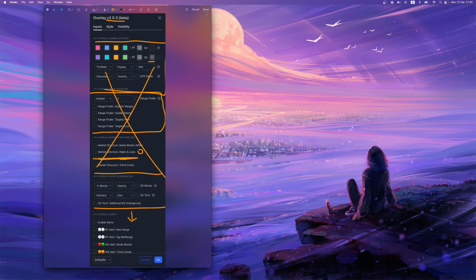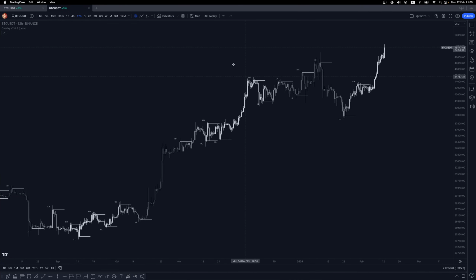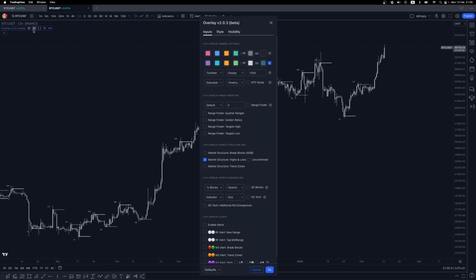All right, so that pretty much covers the settings. We can get that out of the way and dive right in. So we're here on the charts. BTC, Binance, 12 hours. Let's go. All right, so I got it loaded up on the charts. You can see here, overlay version 2.03 beta. That's the one that you want.